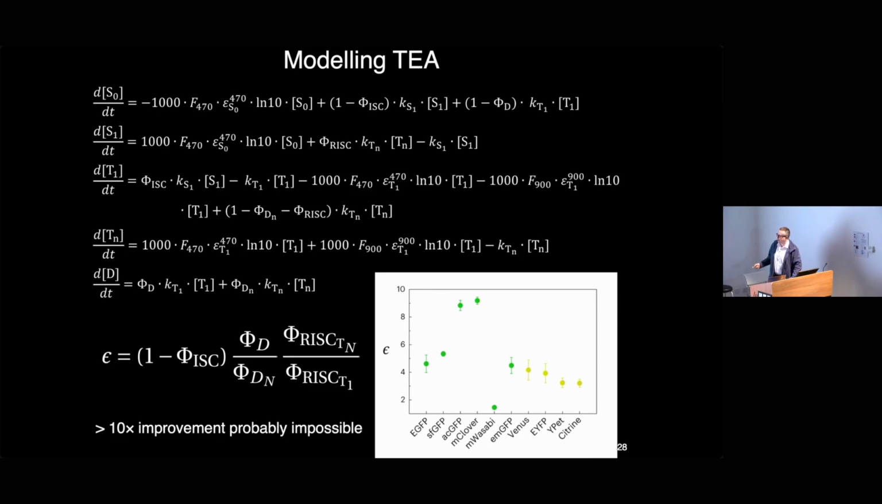And unfortunately, mClover was really terrible to start off with. So we've made it 9 times better, but it's still rubbish. GFP is still the winner. We've now made it 4 times better, but not infinitely better.